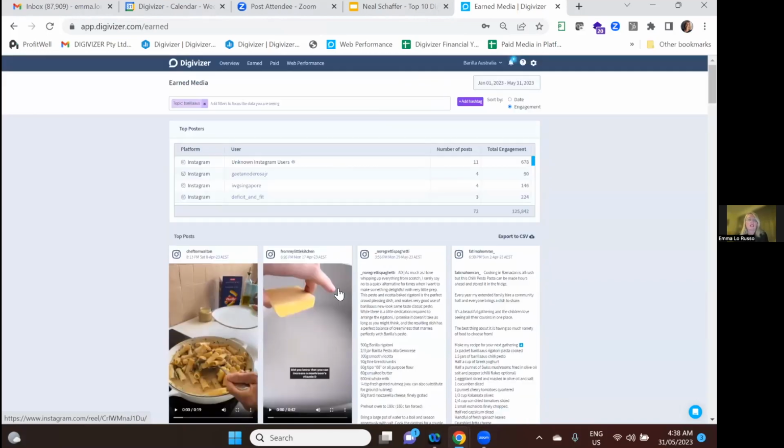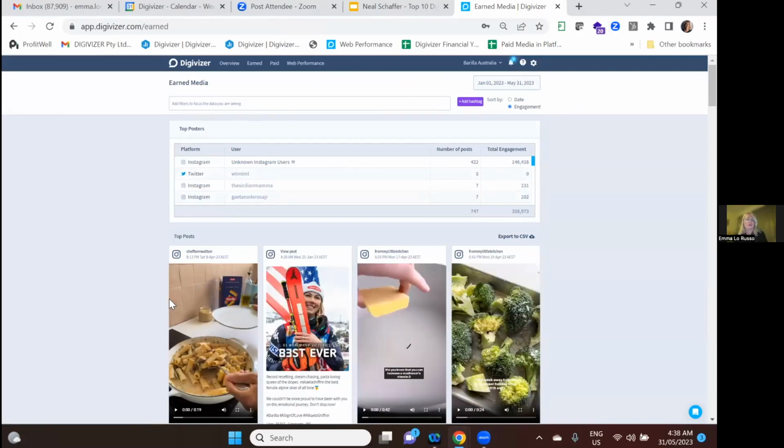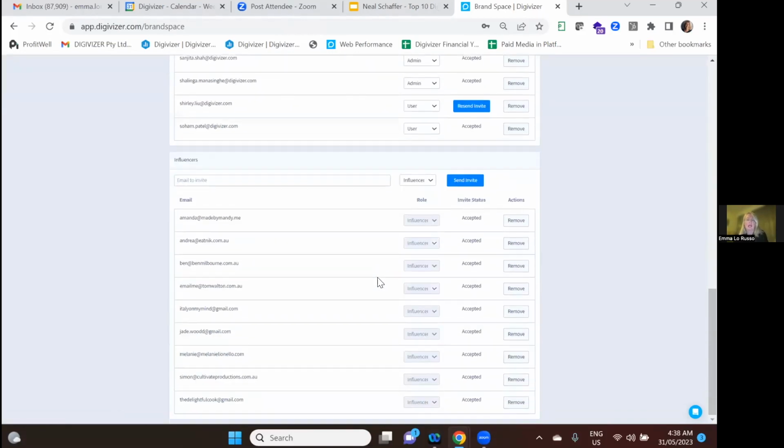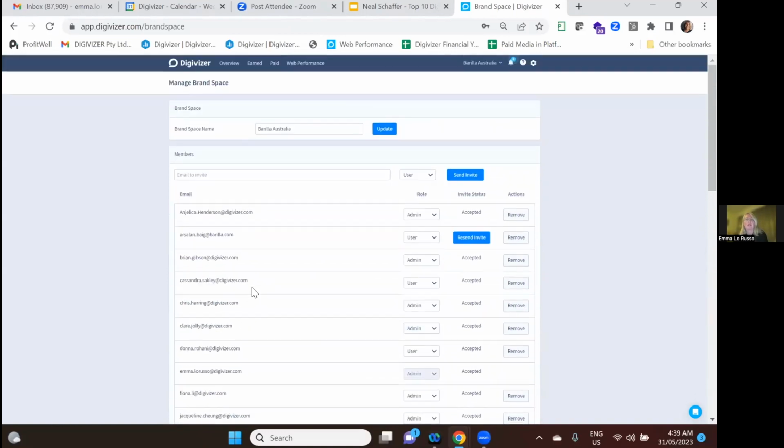But you can actually identify and see, you can actually invite your influencers and track them. So Tom is a paid influencer for Barilla. And so he has accepted, he's been invited into their brand space. And so that means that they can actually see deeply what content Tom is producing. These are all the influencers that have been invited in.